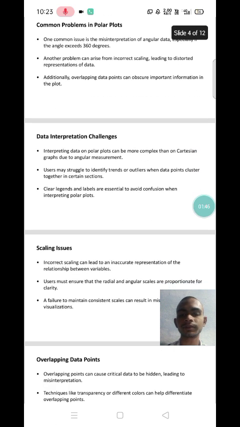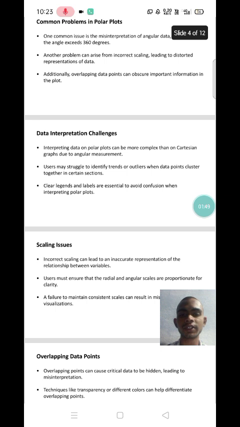The next one, data interpretation challenges. Interpreting data on polar plots can be more complex than on Cartesian graphs due to angular measurement. Users may struggle to identify trends or outliers when data points cluster together in certain sections. Clear legends and labels are essential to avoid confusion when interpreting polar plots.